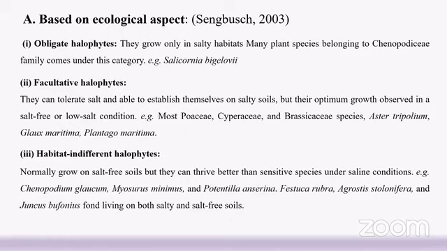Habitat-indifferent type of halophyte. They normally grow on salt-free soil, but they can thrive better than sensitive species under saline condition. Like Chenopodium, Myosurus, Potentilla, Festuca, Agrostis, so many species are there. They come under the habitat-indifferent type of halophyte.